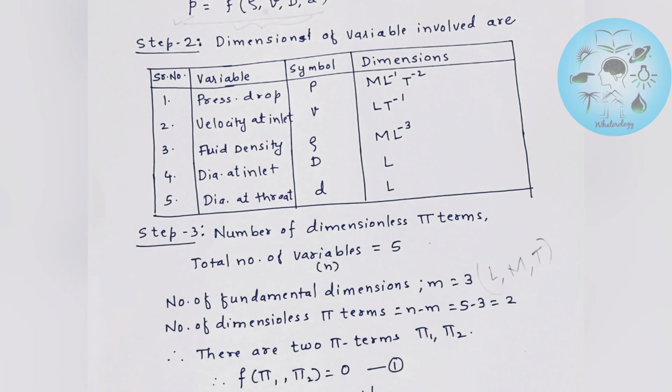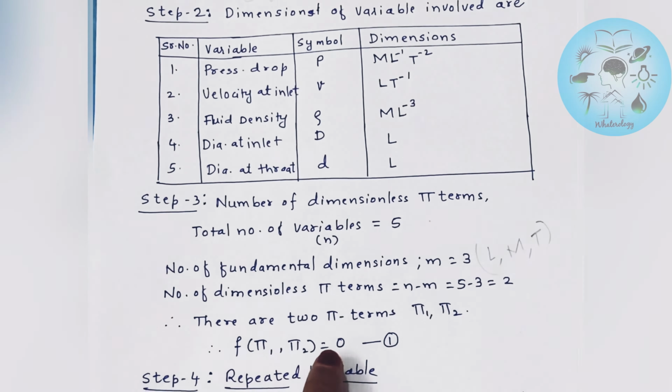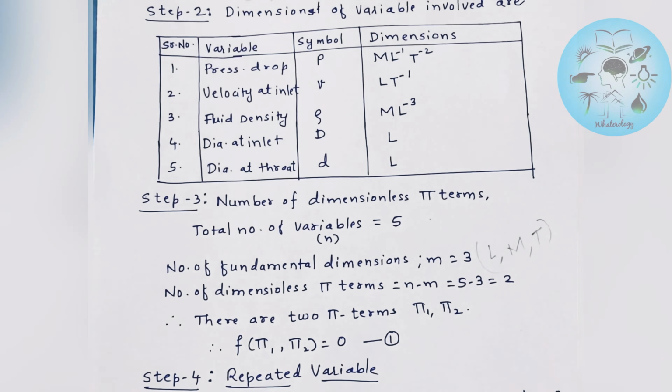So to get the expression of the venturimeter for pressure drop, we need 2 pi terms. These 2 pi terms we can arrange in mathematical form as a function of pi 1 and pi 2 equal to 0. So the ultimate aim right now is to find the values of pi 1 and pi 2 in terms of dependent as well as independent variables by using the procedure of the Buckingham pi theorem.